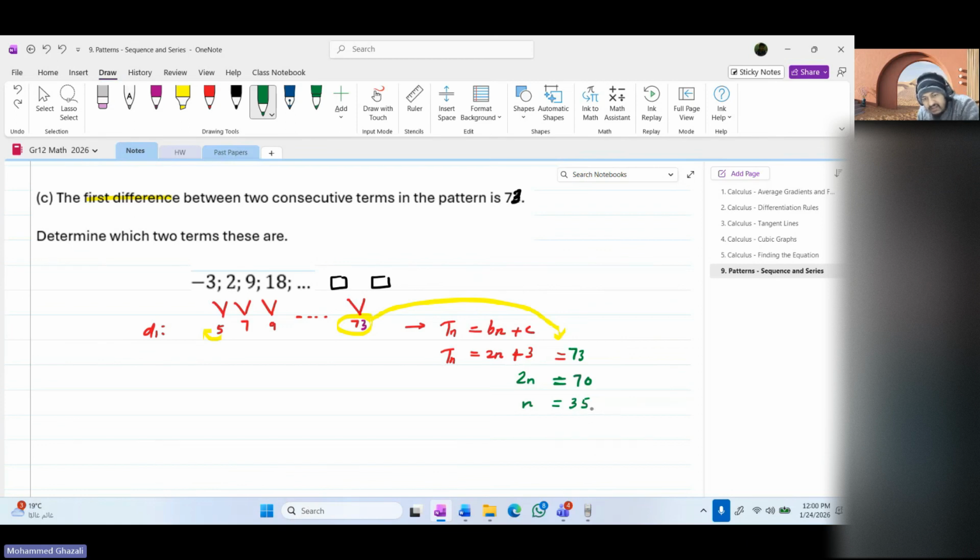N equals 35 means it's the 35th difference. See, this is the first difference, second difference. The 35th difference means quadratic pattern 35 and quadratic pattern 36. So the difference between the 36th and the 35th term in the quadratic pattern is 73. Q36 minus Q35: in the quadratic pattern, the first difference between two consecutive terms is 73.